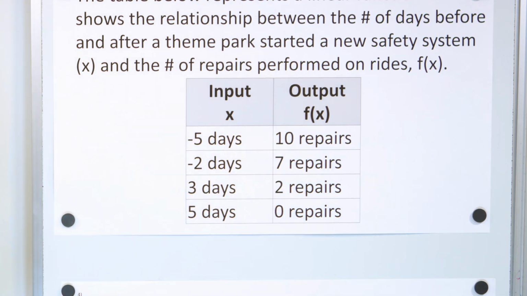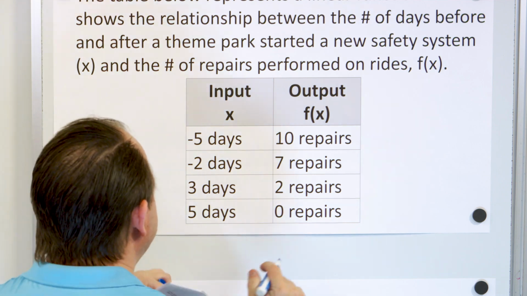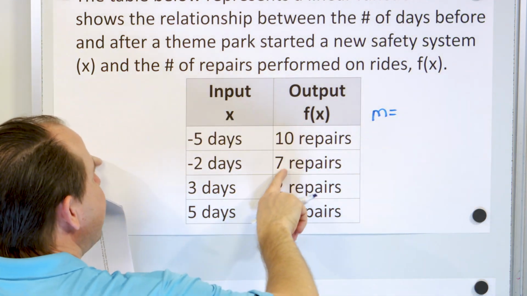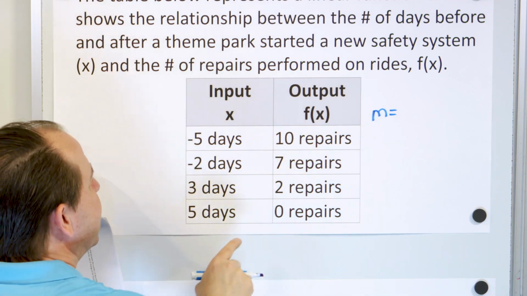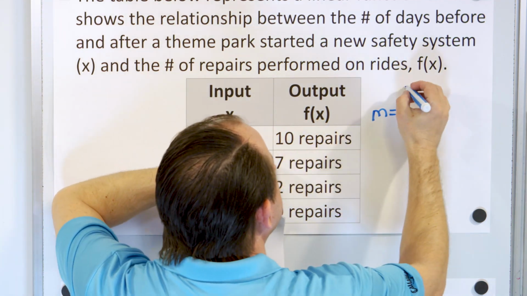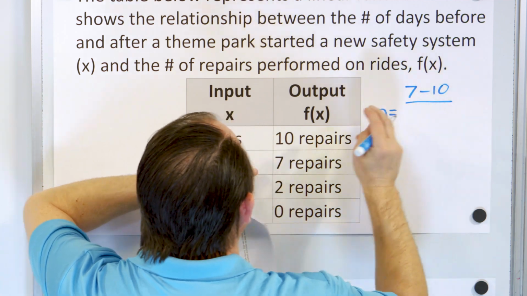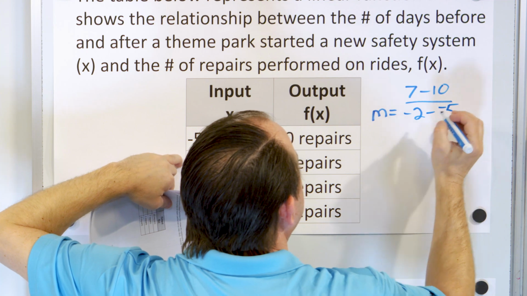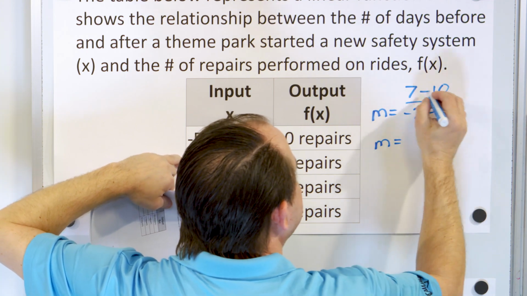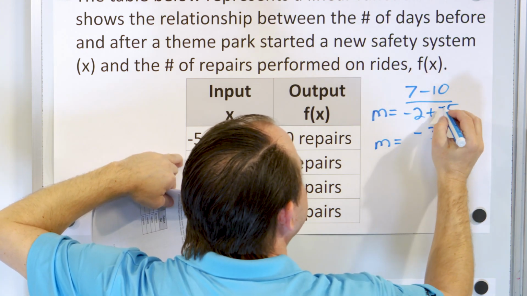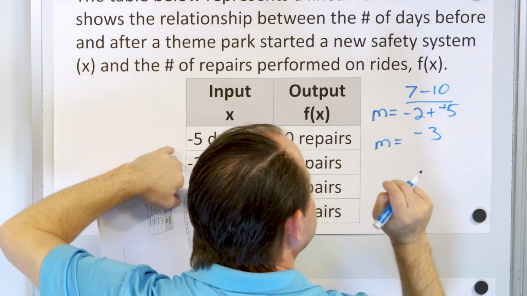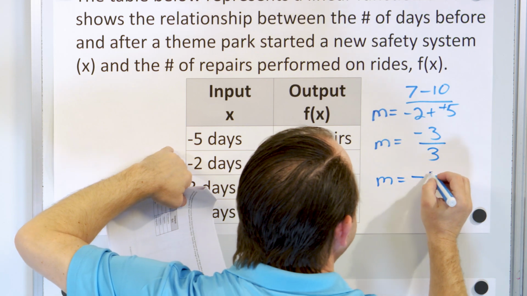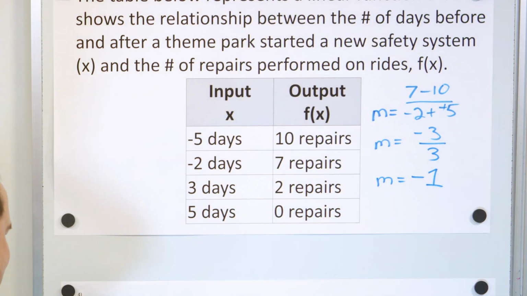So what is the slope, or the rate of change of this situation? The slope is going to be the y values, the output values, divided by the input values. So we'll do 7 minus 10. You can subtract them any way you want. -2 minus a -5. Right? So what you get here is 7 minus 10 is -3, and this becomes a plus right here. And then 5 plus a -2 is going to be a +3, and so the slope is actually equal to -1.